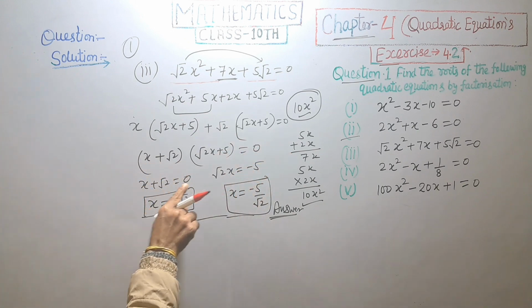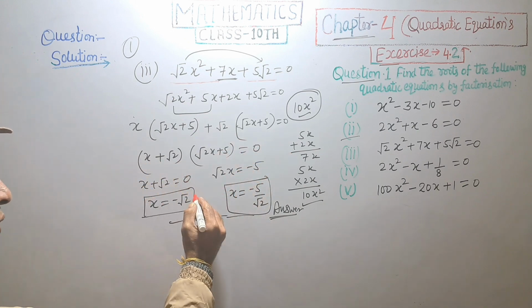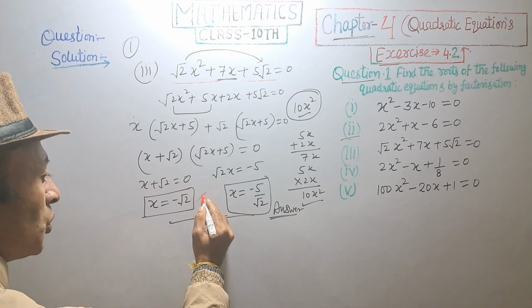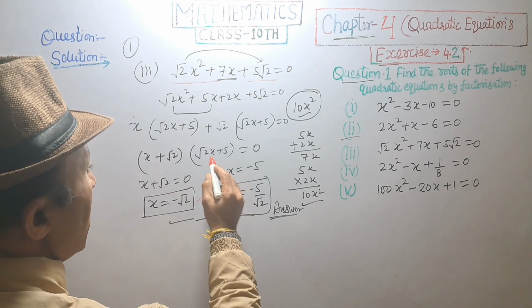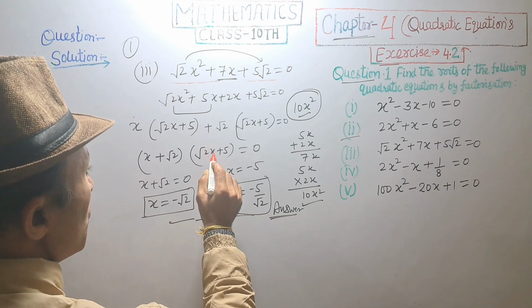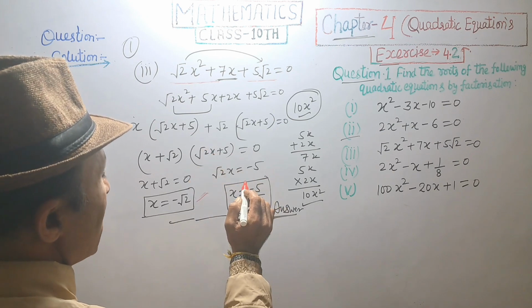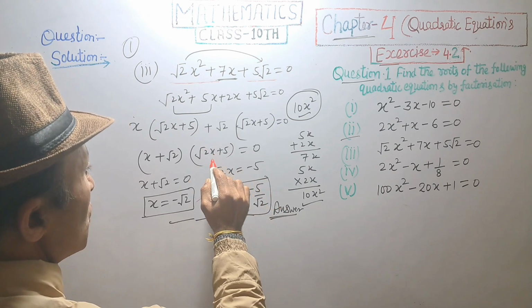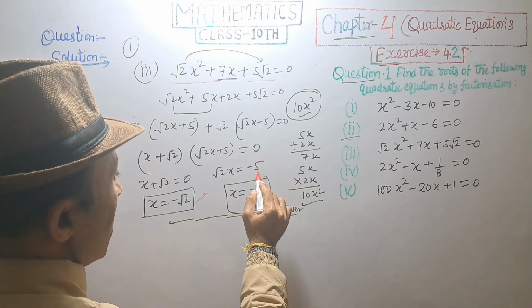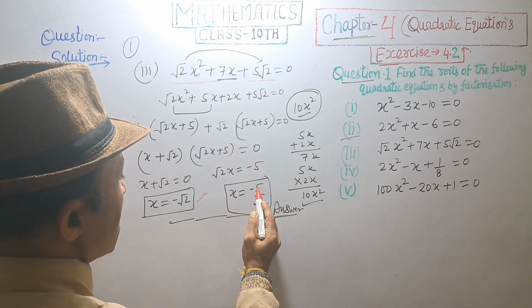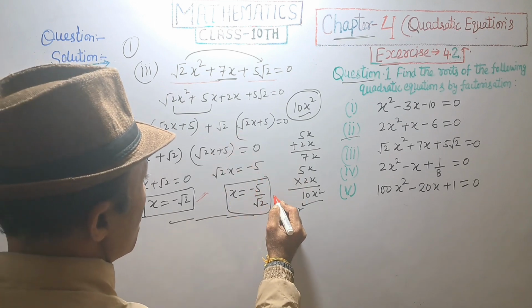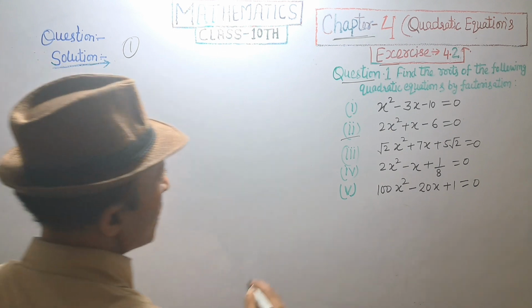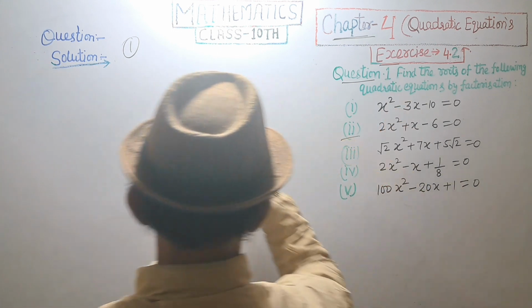x + √2 is 0, means x is equal to minus √2. And √2x + 5 equal to 0, √2x equal to negative 5, so x equal to minus 5 upon √2. Answer. Question one, fourth part.